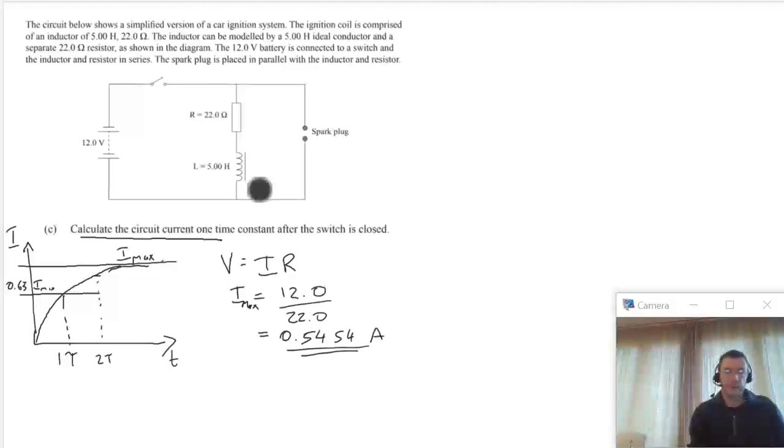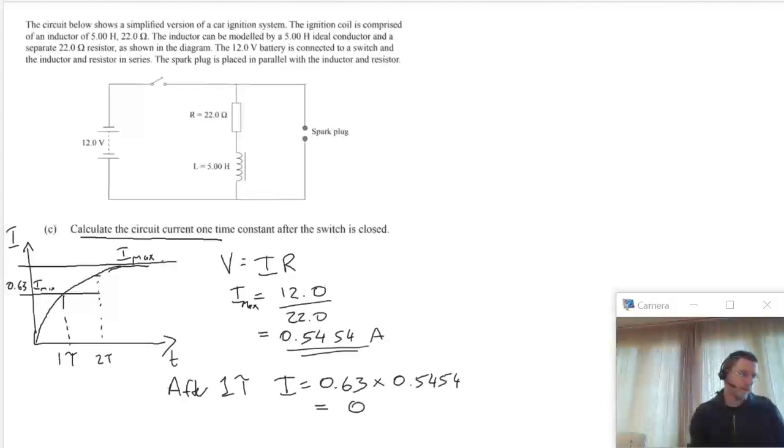Okay. And now, that's not the answer though. We want the current after one time constant, after one tau. I equals 0.63 times 0.5454, which is 0.3436 amps. And 0.344 amps to 3 significant figures.